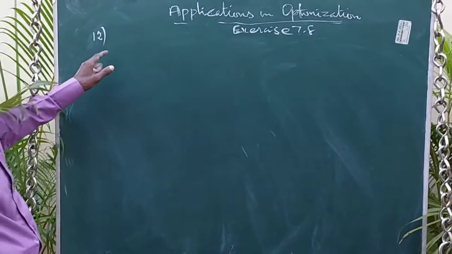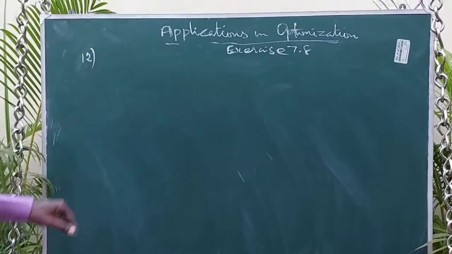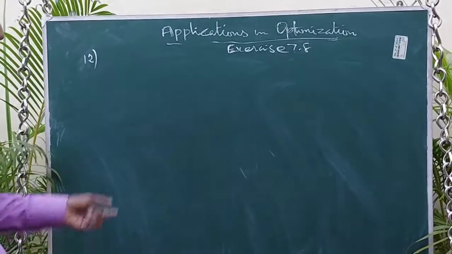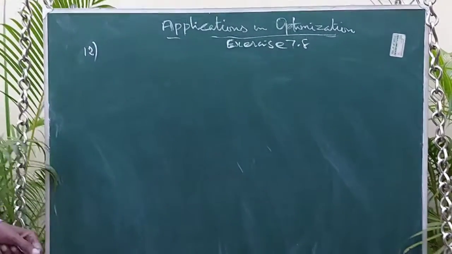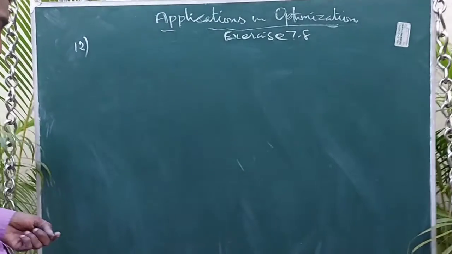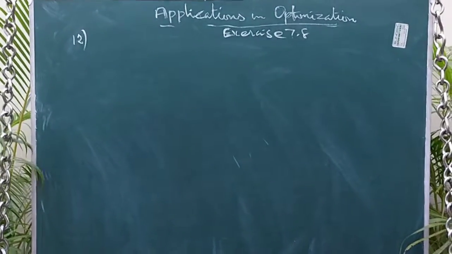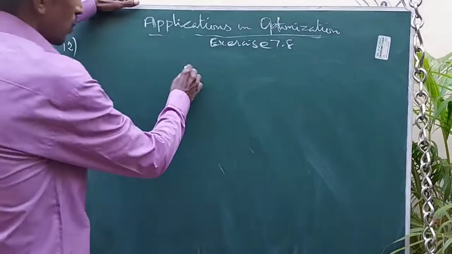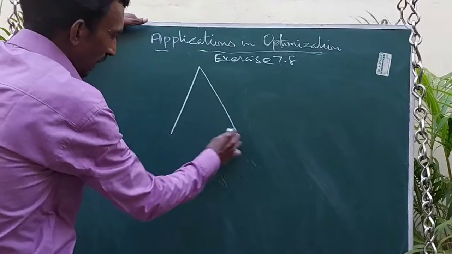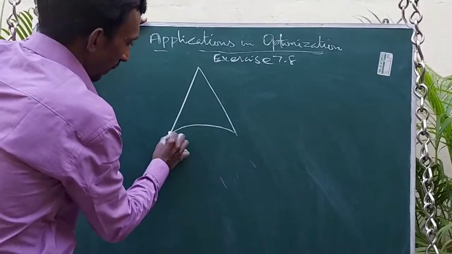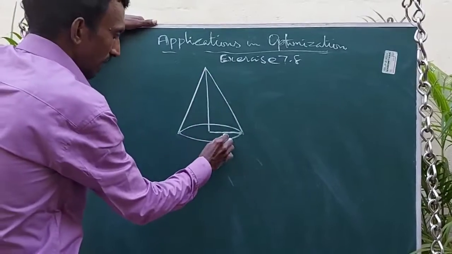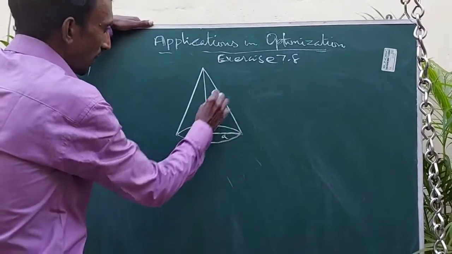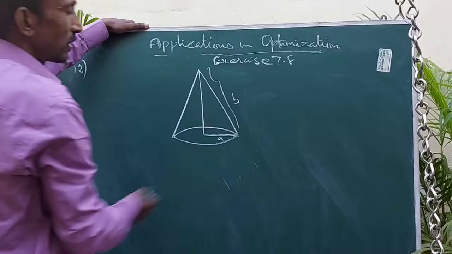I am going to solve question number 12 first, because for question number 11 we are going to use absolute maximum. That's why I am going to solve it last. Question number 12: a hollow cone with base radius A and height B centimeter is placed on the table. So listen, my dear student, first take a hollow cone. Given that the base radius is A and the total height is given as B.